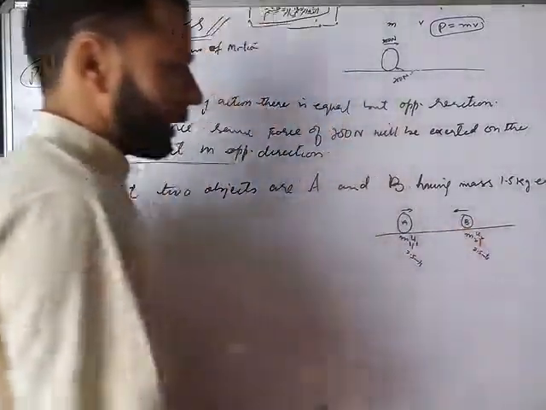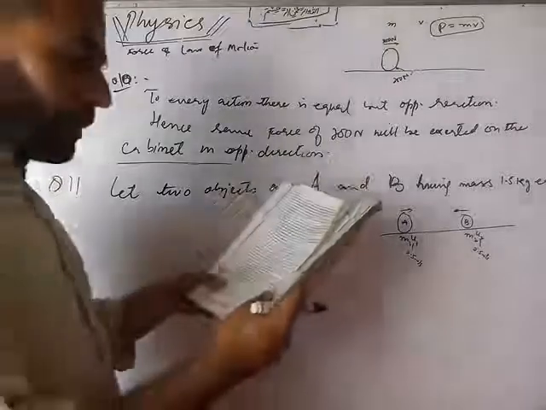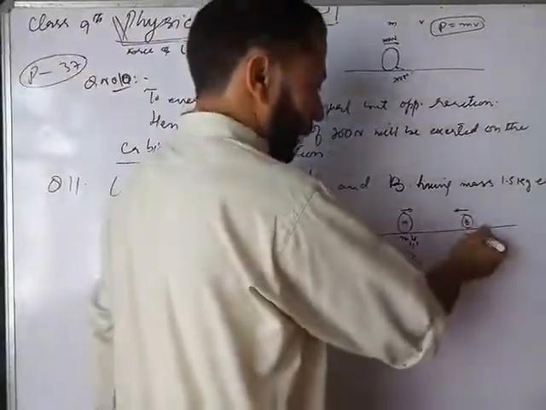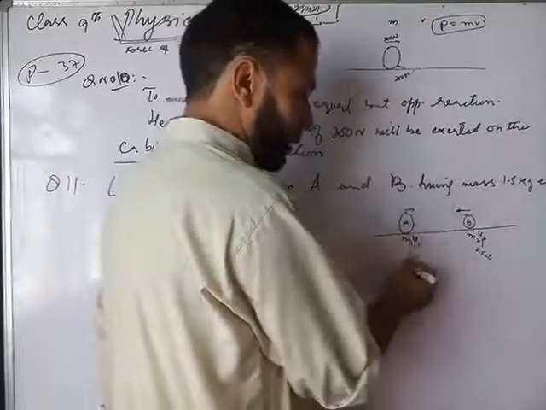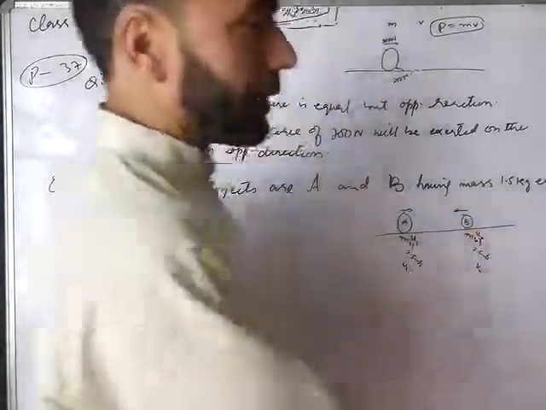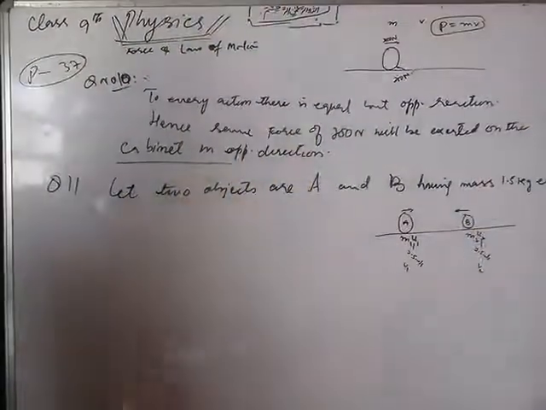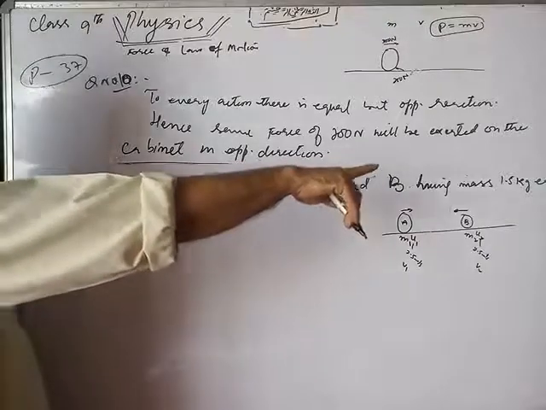तो हमें क्या निकालना है? After some time they will collide. After collision, what will be the velocity of the combined objects? हमें ये निकालना है, that is v1 and v2. v1 plus v2, इनकी combined velocity क्या होगी after collision? Let two objects be A and B having mass m1, 1.5 kg each.